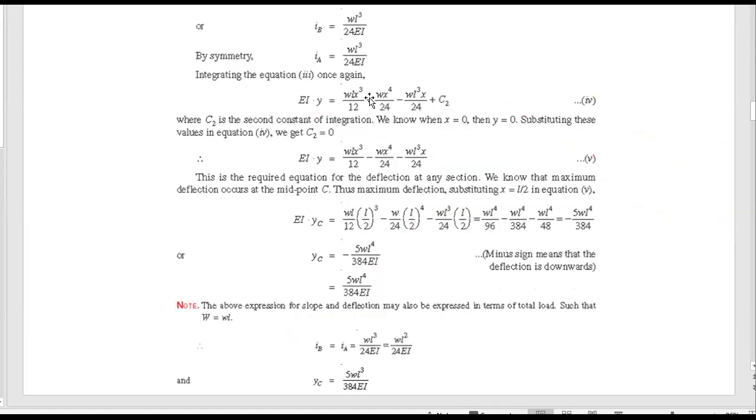Now, integrating the above equation again, we will get EI y is equal to small w L cube x cube by 12 minus small w x to the power of 4 by 24 minus w L cube x by 24 plus C2, an integral constant.